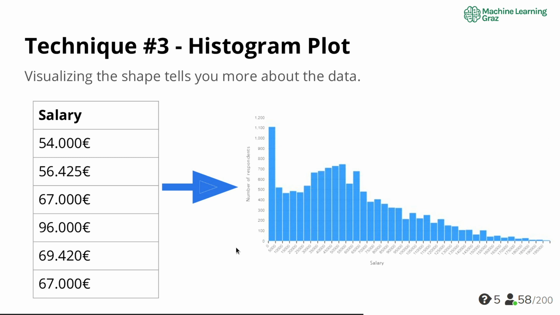Okay. Technique 3 we can use in univariate analysis is histograms. And histograms are a way to visualize your data. You might have seen these in the first week where we plotted a lot of histograms. And yeah, what you see basically is on the x-axis the values, and on the y-axis how often it occurs.